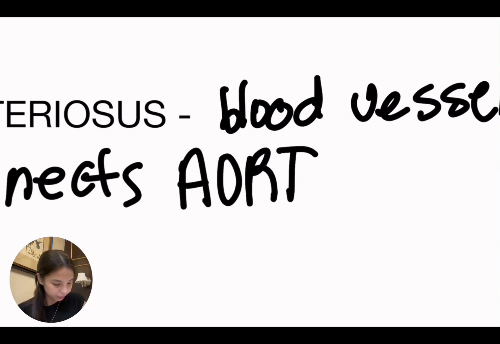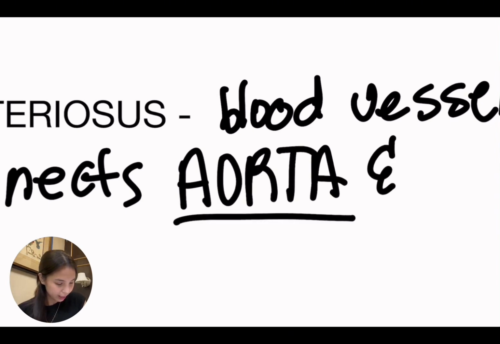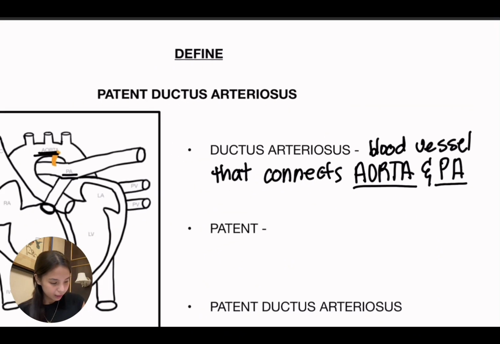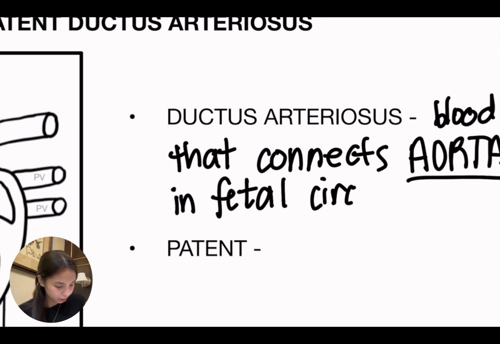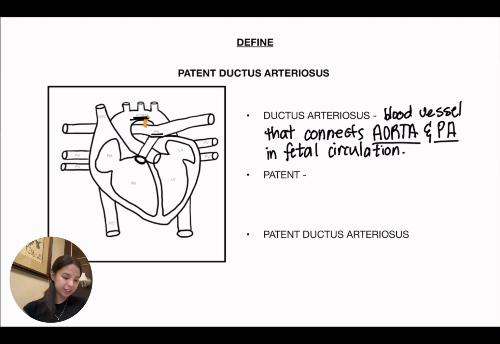Aorta and pulmonary artery in fetal circulation. Now, I would like to emphasize that the ductus arteriosus is normal when it is found in the fetus, inside the womb of the mother. Okay, it is one of the three shunts in fetal circulation.